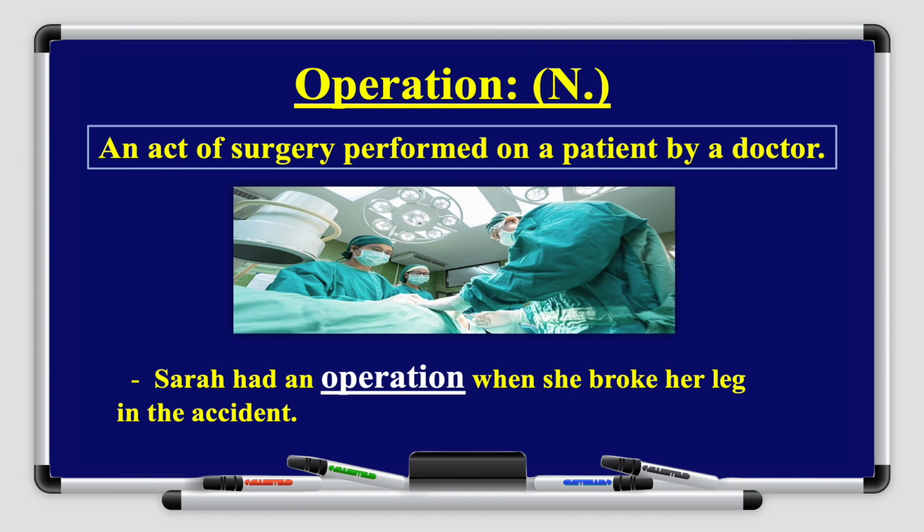Next we have the word operation. So repeat after me. Operation. Excellent. So what part of speech is operation here? It's a noun. Good job. Let's read the example together. Sarah had an operation when she broke her leg in the accident. As you see in the picture, they are performing an operation. So what do I mean by operation? It's an act of surgery performed on a patient by a doctor.